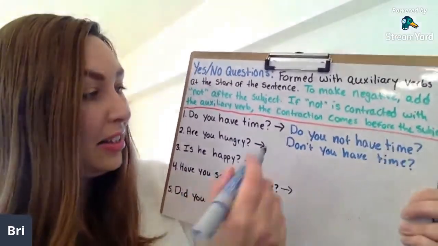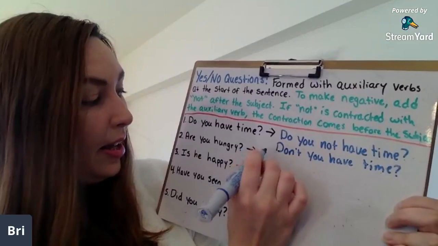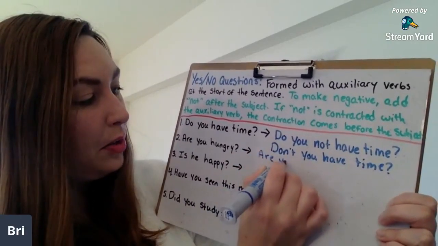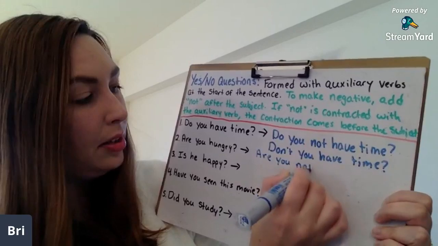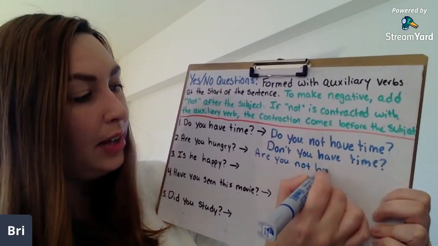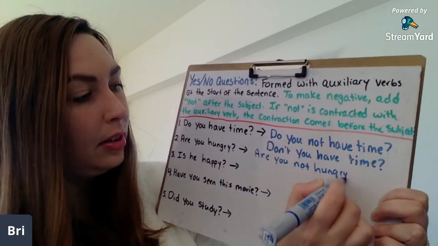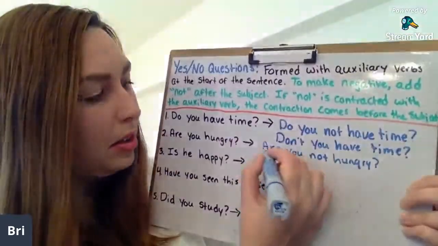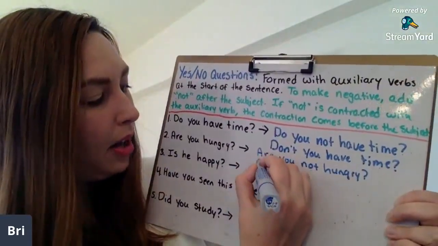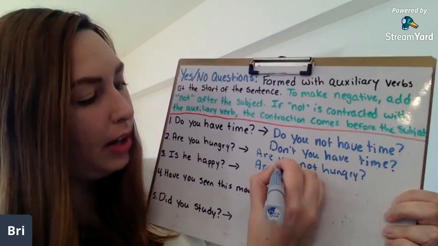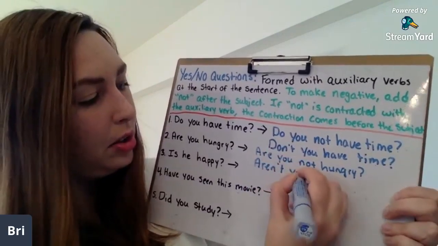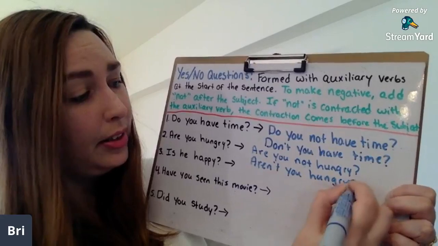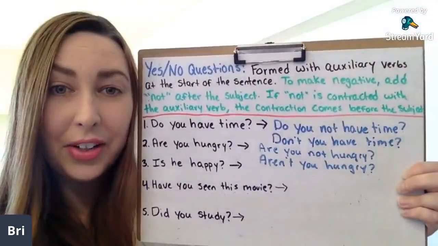Okay, very good. So we could say the first way, are you not hungry? Or maybe a little bit more commonly, aren't. Contraction. Aren't you hungry? Very good. Okay, aren't you hungry?